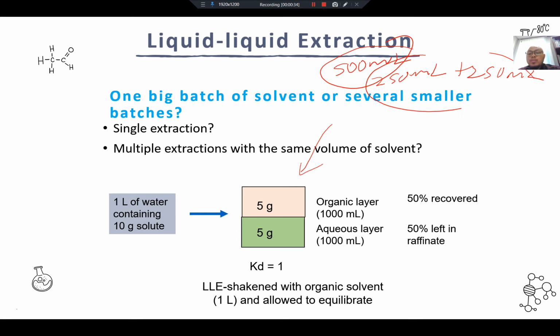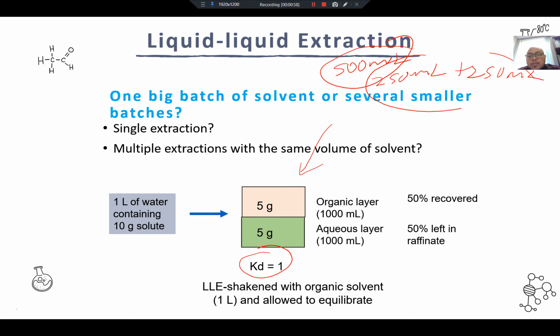Okay, we will look into this. Let's say here is a single extraction. So 1 liter containing 10 gram of solute. Okay, so you have the organic layer, 1000 ml. Then you try to extract, then you recover 50. Here KD equal to 1 lah, KD equal to 1. So you get 50% recovery, only 50% recovery.